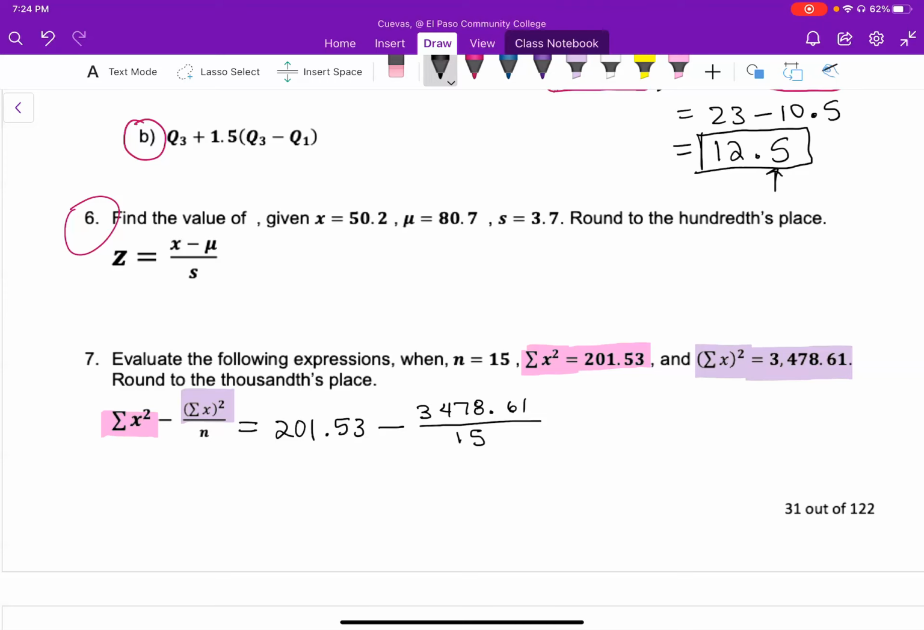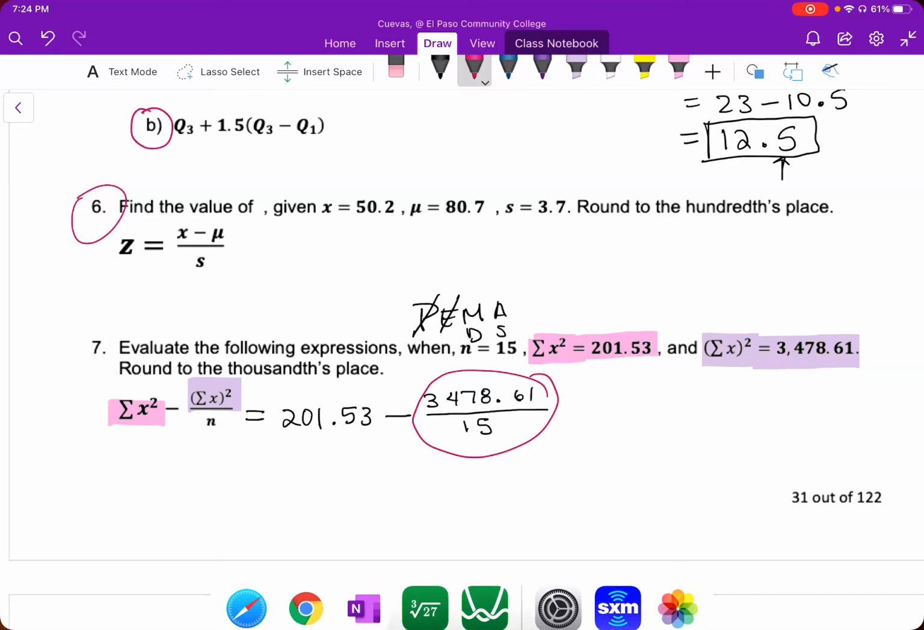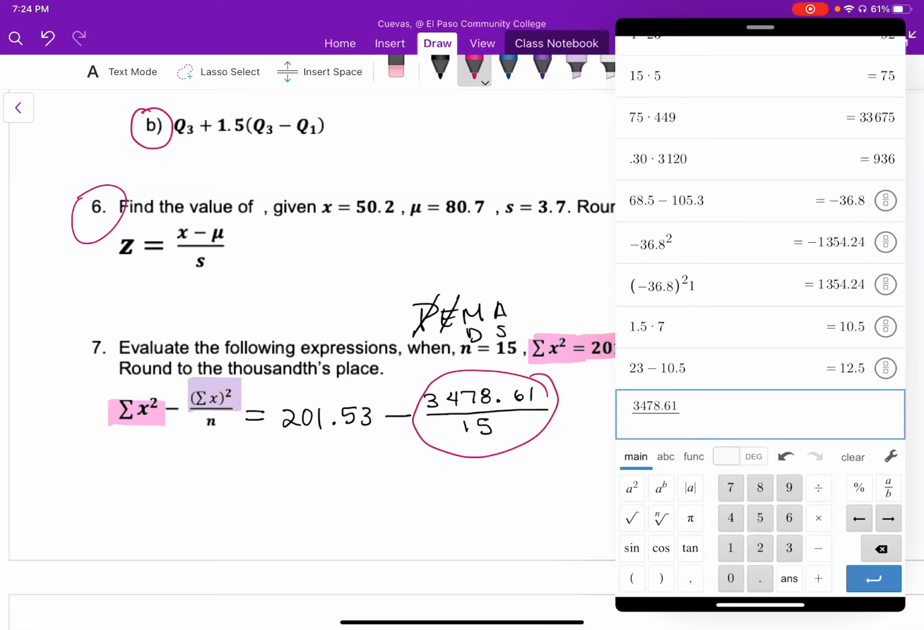Order of operations. Let's do this. Parentheses, do I have any? No. Do I have exponents? No. Do I multiply or divide? Yes, I see a division. So I see this division. Let's take care of that. 3,478.61 divided by 15.